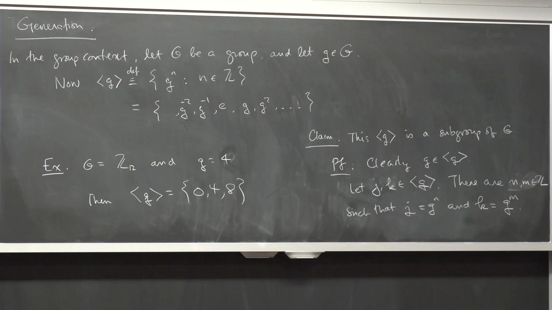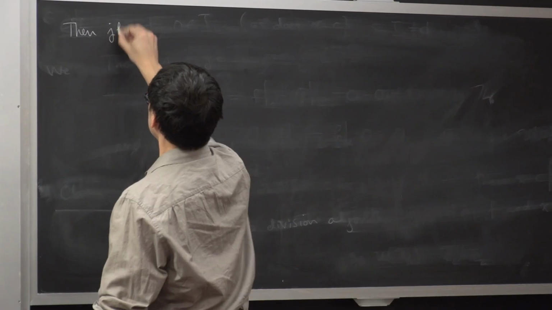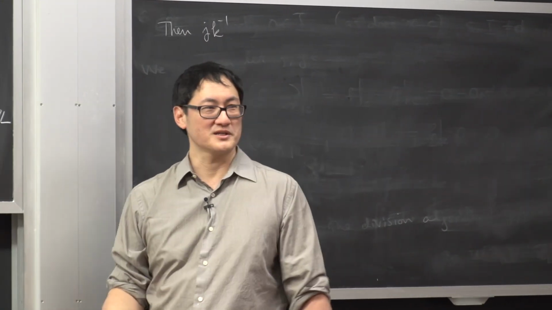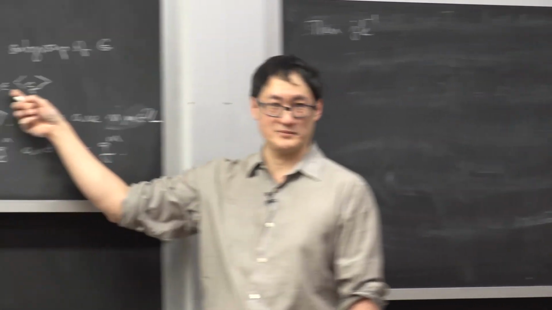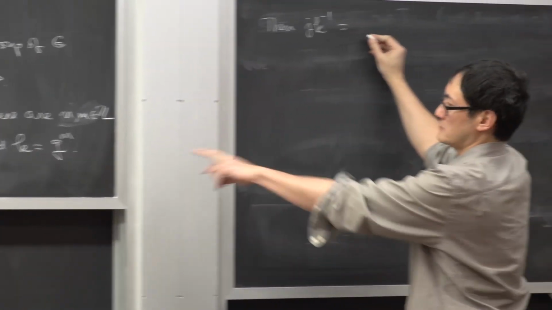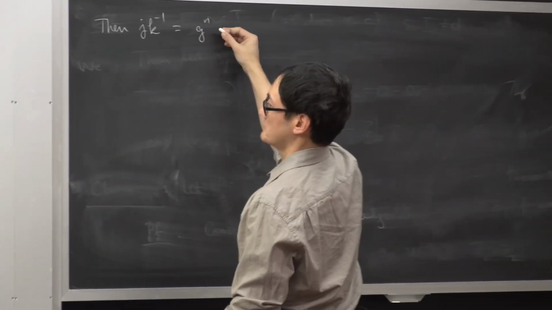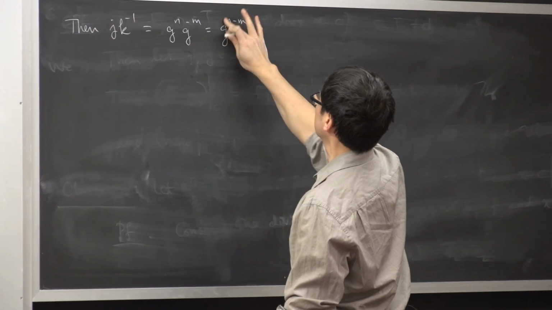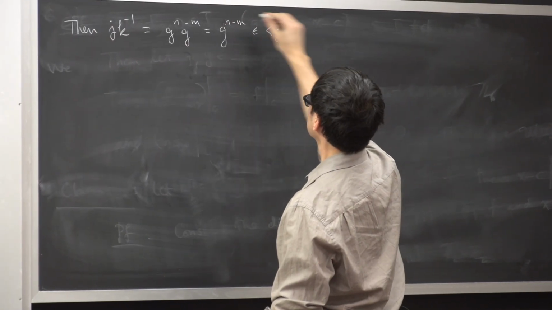I'm not interested in looking at JK. What am I looking forward to? What is the 1.5 subgroup test? JK inverse, okay, then. For those of you who have no idea what the 1.5 subgroup test is: when you want to do a subgroup test, you have to show that it's not empty. That's the 0.5, right? And here's the 1. So that is equal to G to the N times K to the minus M, with G to the N minus M, right? And that's in here. Okay, so that's why.